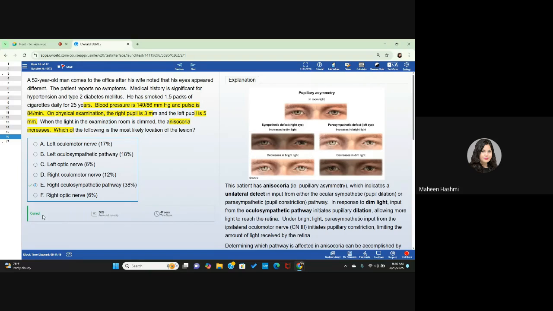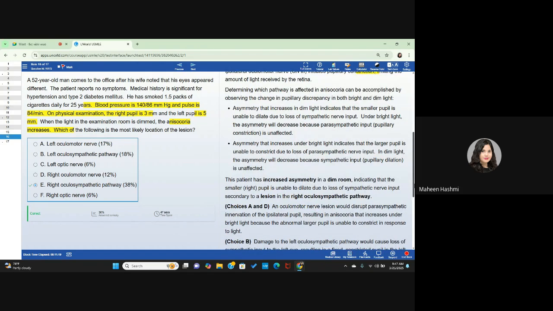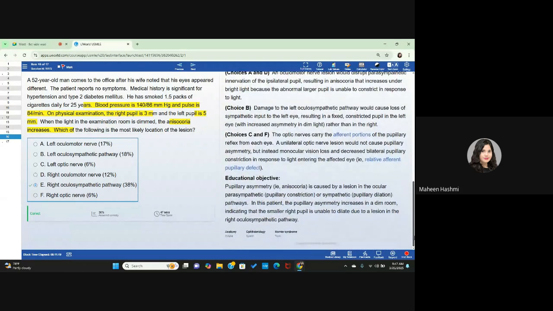Again, we talked about that. What's anisocoria? What's happening in that? It's a unilateral defect from either the oculosympathetic or the parasympathetic pathway. In response to dim light, the oculosympathetic pathway initiates pupillary dilatation, allowing more light to reach the retina. Under bright light, parasympathetic input from the ipsilateral oculomotor nerve initiates pupillary constriction, limiting the amount of light received by the retina. Again, a very concept-based question.